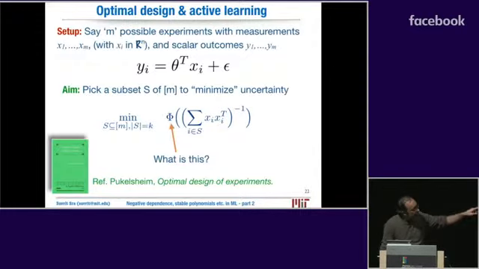and you can see it is indexed by i belonging to S. So it's like the covariance of the experiments that you choose to run.